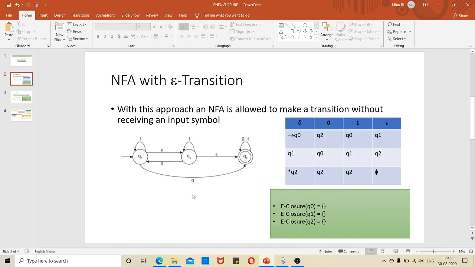Now let me go back and we will find the same epsilon closure for these three states. So from here, Q0: first the state itself, so Q0, comma. From Q0 it goes to Q1, so Q1.